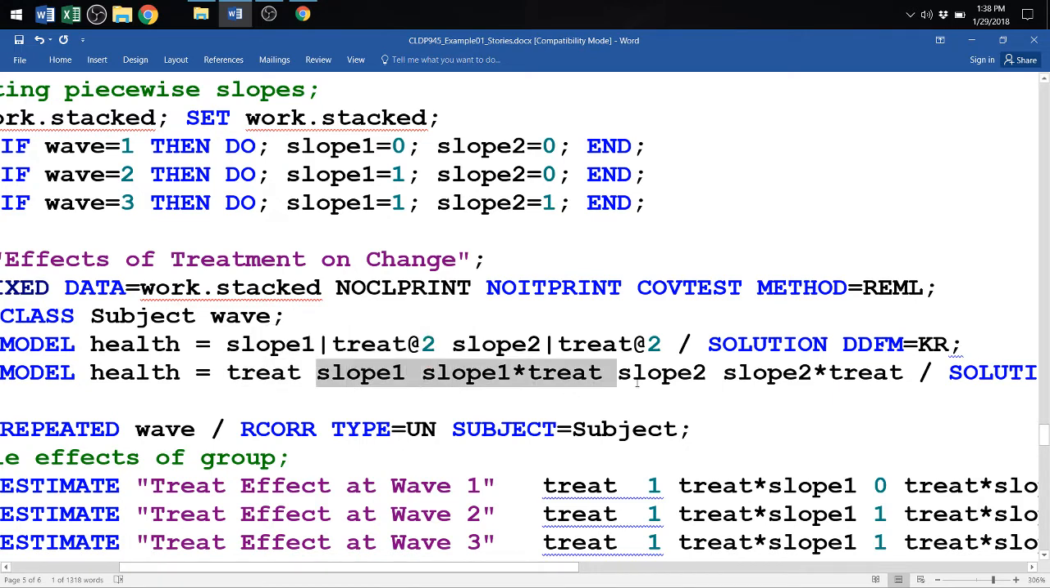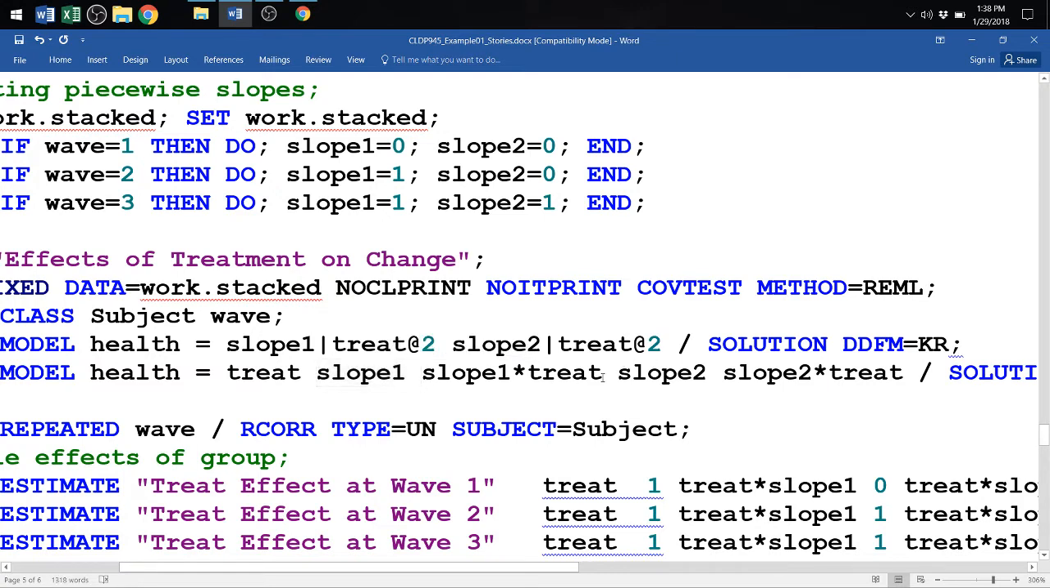Now we look at these two terms here, slope 1 and slope 1 by treatment. Slope 1 represents the change between wave 1 and wave 2. And because it interacts with treatment, it's the change between wave 1 and wave 2, specifically when treatment is 0, which is the control group. So slope 1 right here is the business as usual change between wave 1 and wave 2.